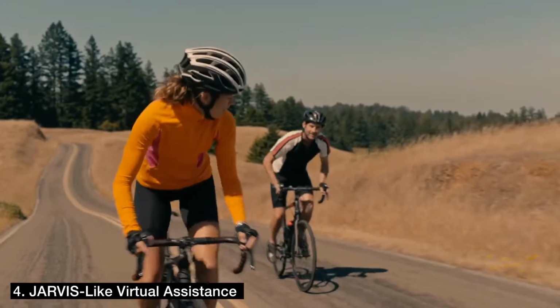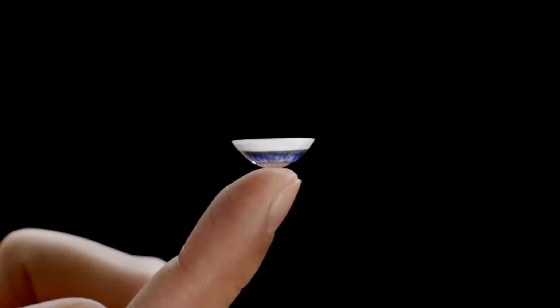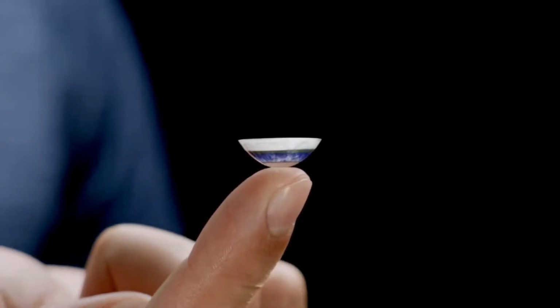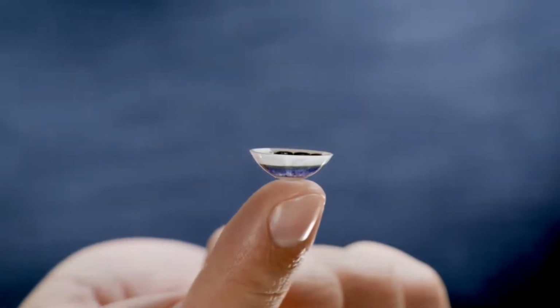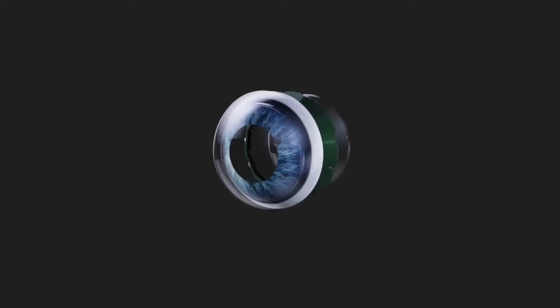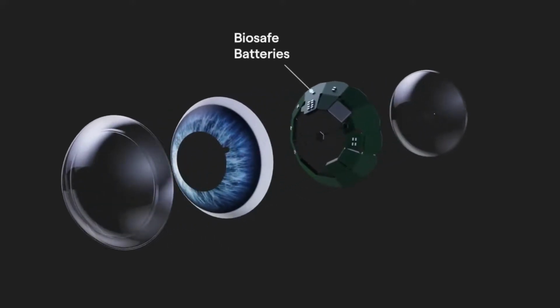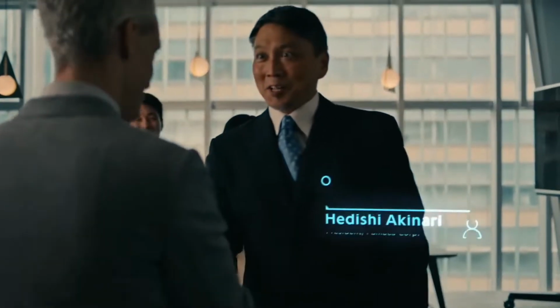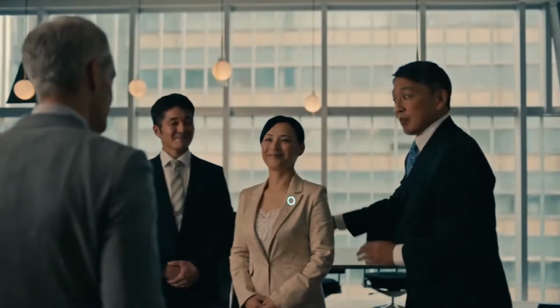Number 4, Jarvis-like virtual assistants. A company called Mojo is currently developing AR lens with micro-LED displays that place information inside the wearer's eyes. Its first priority is to help people struggling with poor vision by providing better contrast or the ability to zoom in on objects. But eventually, the lenses will be made available to everyone and could be used to show things like health tracking stats, text messages, weather reports, and more.